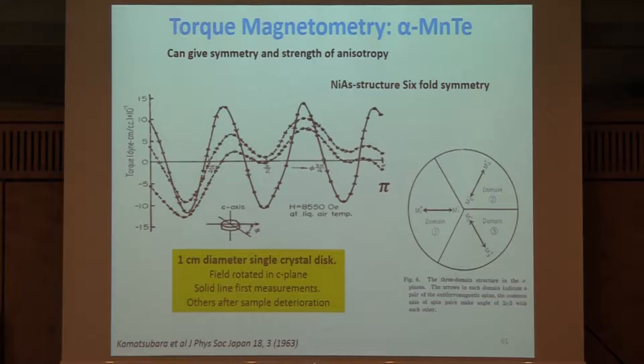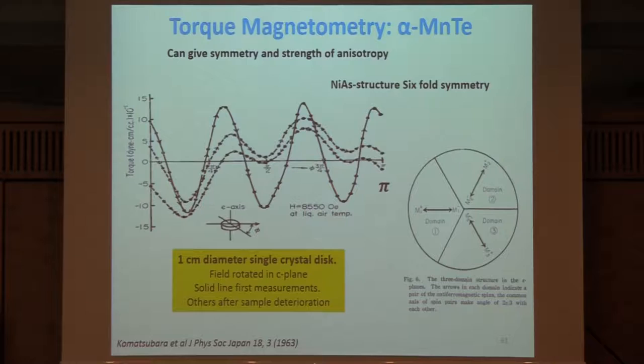Okay, so this is an interesting material, the alpha manganese telluride, and it's a hexagonal structure, and there are three possible domains in this. You might expect a six-fold symmetry, which is demonstrated very nicely in this torque magnetometry. Just concentrate on the one solid line. That was the first time they cooled their sample down. It deteriorated after that.